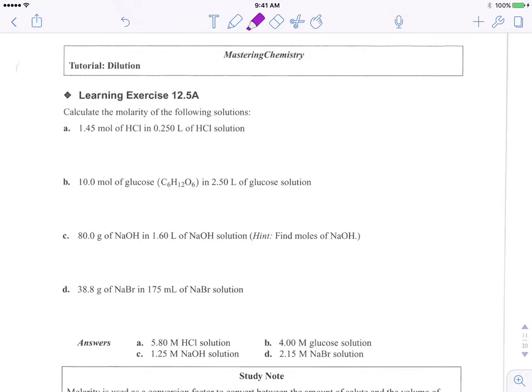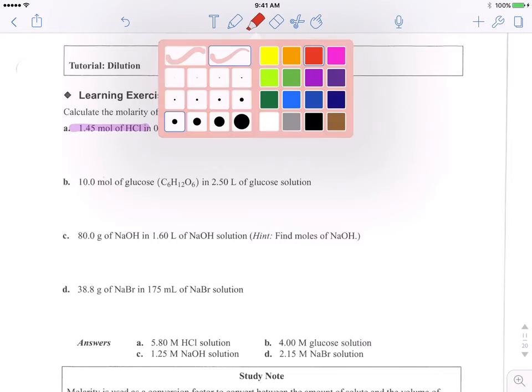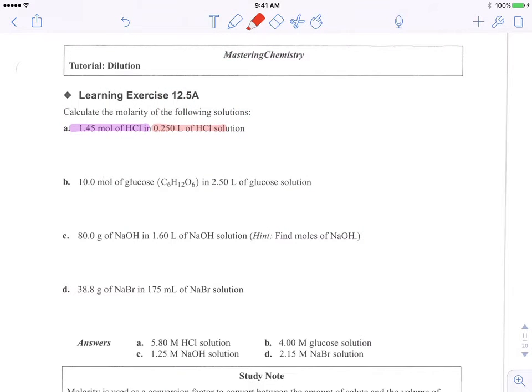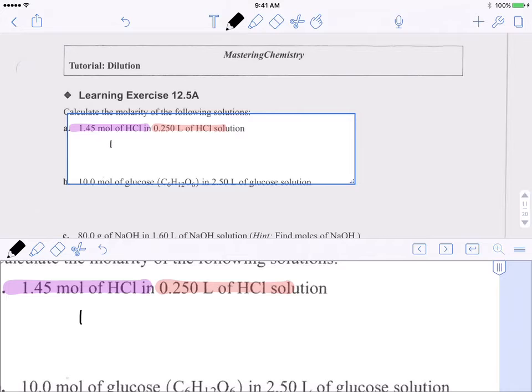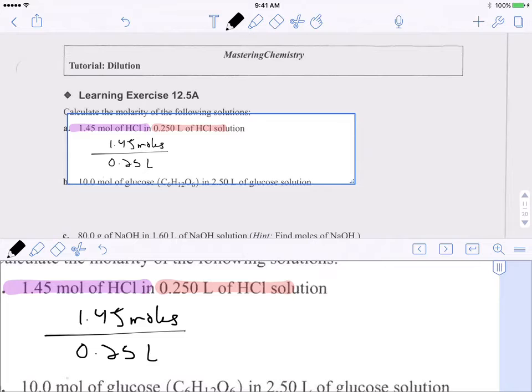Okay, so let's calculate the molarity of the following solutions. I'm looking for moles of solute in liters of solution. So I have 1.45 moles of HCl. Cool, that's a solute, in 0.25 liters of HCl solution. Cool. So we have 1.45 moles divided by 0.25 liters. Whatever that is, that's what we're looking for.